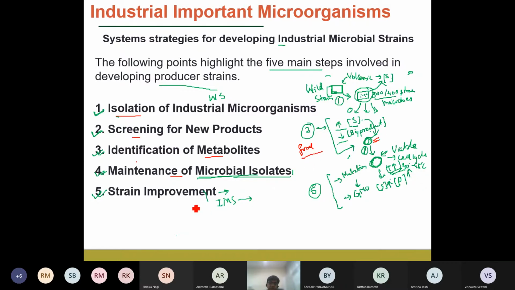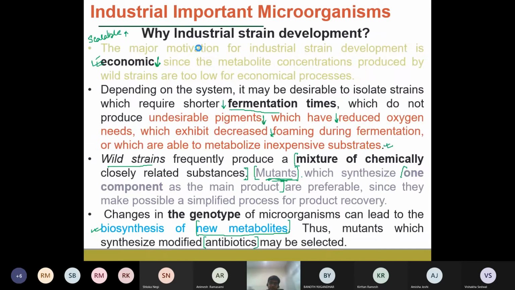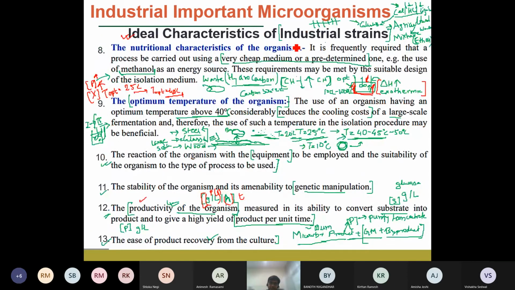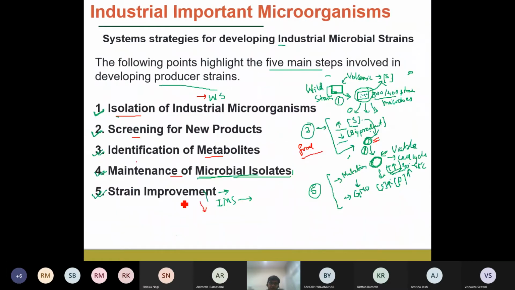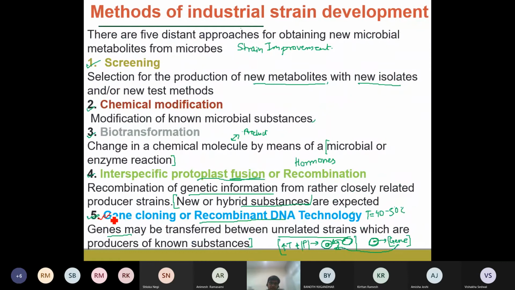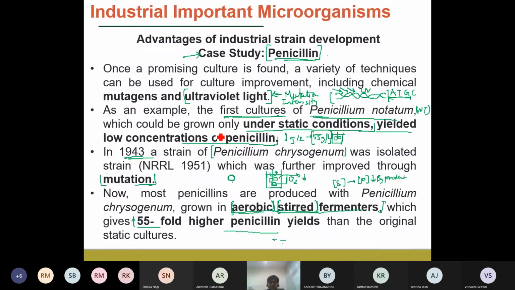And then we have to also improve the strain. So there are different genetic engineering approaches, rDNA technology, by which you can modify this wild strain or the natural strain so that it can incorporate the ideal characteristics of the industrial strain. Also, we looked into the techniques of strain improvement, like gene cloning or recombinant technology, interspecific protoplast fusion, and others like screening, some chemical modifications or biotransformations. So these are the techniques by which we can carry out the strain improvements.